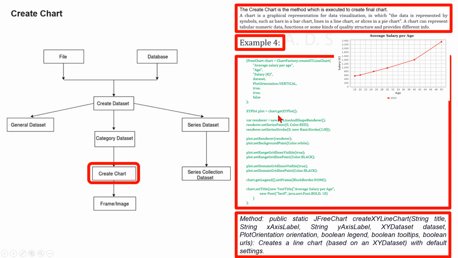We get a reference to the plot in order to customize it. Here we set a stroke and color for the line of the chart. XYLineAndShapeRenderer is an object that connects data points with lines or draws shapes at each data point. The renderer is set with the setRenderer method.